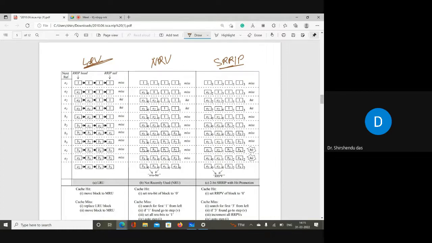What they did here, you can see there is a trace they are using: A1, A2, A2, A1, then B1, B2, B3, B4, then A1, A2 again. From this trace, you can consider the B1, B2, B3, B4 part as the scanning part. They show how many misses and hits can be observed if we go for LRU and if we go for the NRU replacement policy. So first we will discuss LRU.